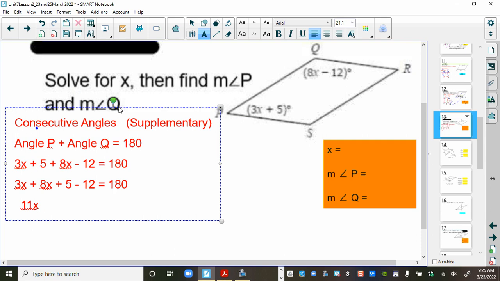What about positive 5 and negative 12? You have calculators. What's 5 minus 12? We should be using our calculators. Negative 7. Again, this is just combining like terms.